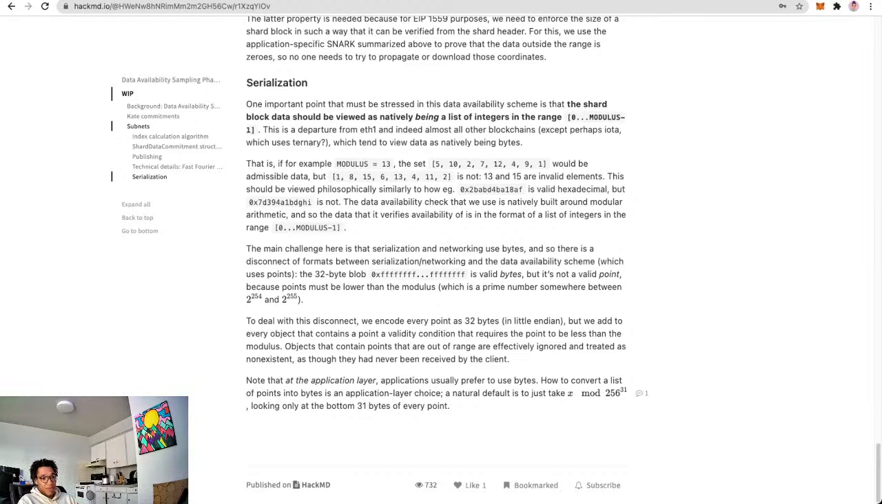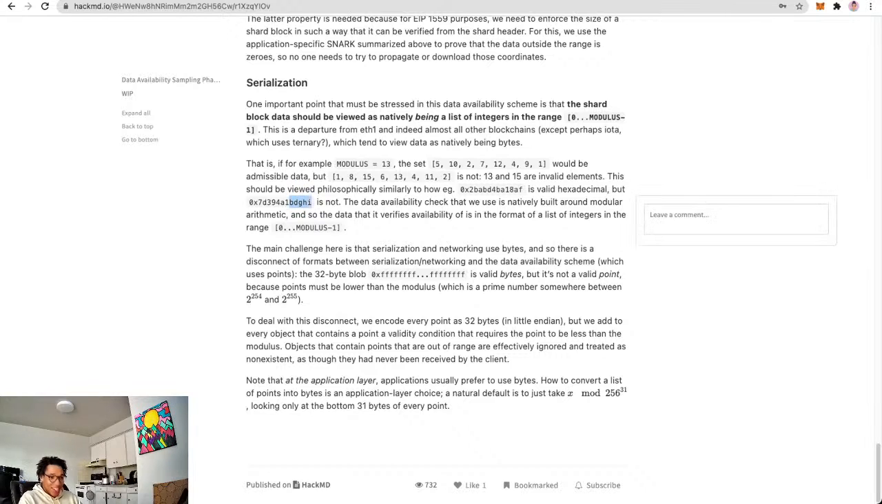This is valid hexadecimal, but this is not. I've never seen hexadecimal 0x70 BDGHI. Yeah, it doesn't look right. Again, this part doesn't look right.